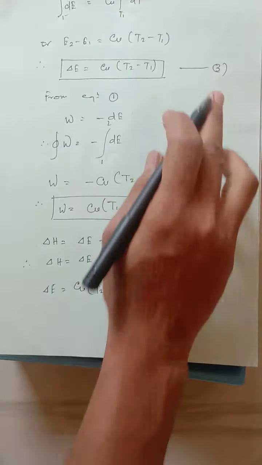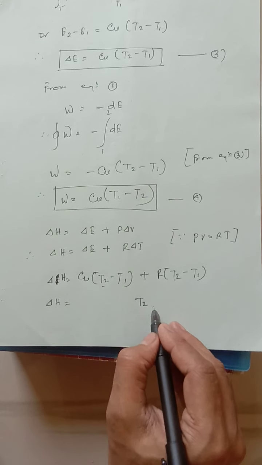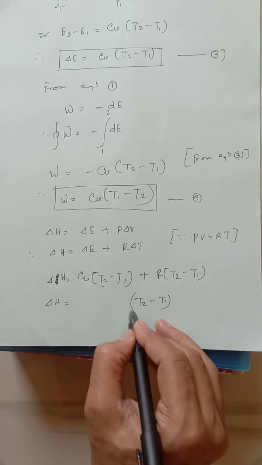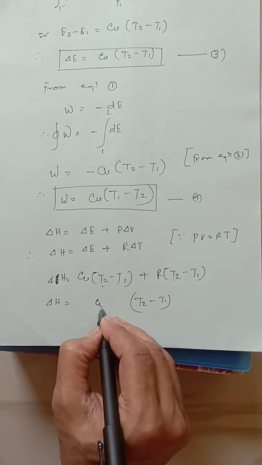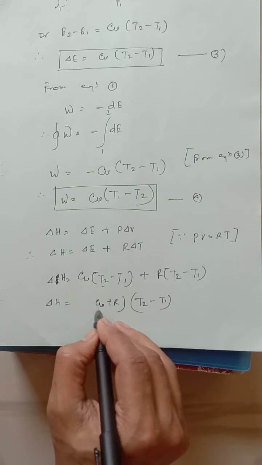So sorry, it is delta H it will be. So for delta H, the common factor from this one and this one is T1 minus T2. So finally we are getting this one.